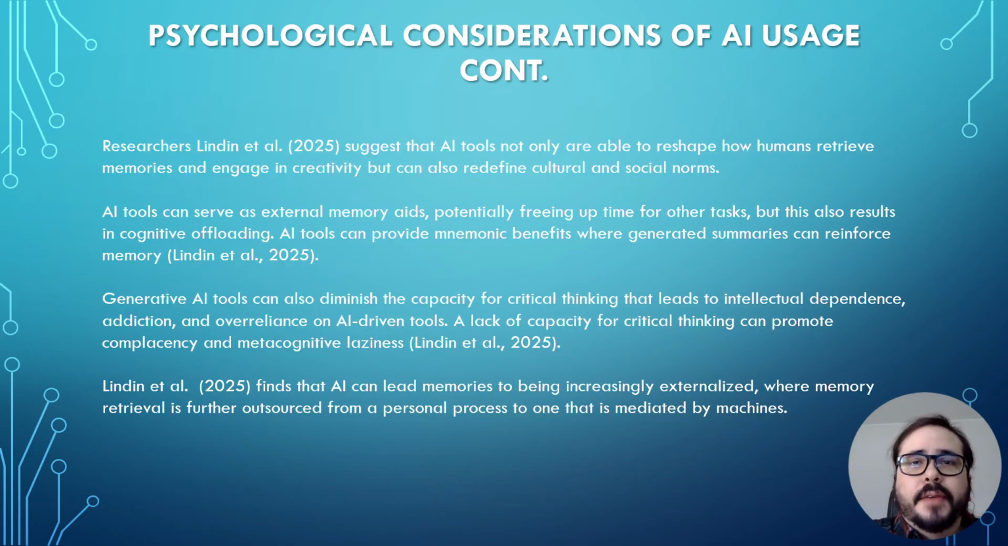So AI tools can actually also have a profound effect on one's memory. According to one study, AI tools are not only able to reshape how we retrieve memories and engage in critical thinking, but also cultural and societal norms can be altered, which sounds pretty scary, right? AI tools can serve as external memory aids, freeing up time for other tasks, but this could also result in cognitive offloading. Certain things that people don't retrieve themselves and they just allow the AI to do it, they're missing out on that opportunity to really think about what they're trying to retrieve, and instead the information is simply brought to them by the AI tools.